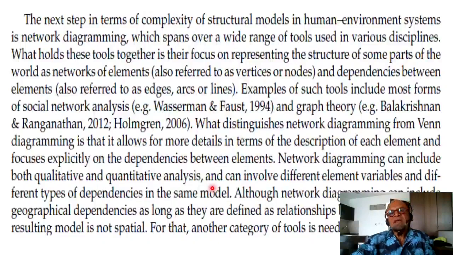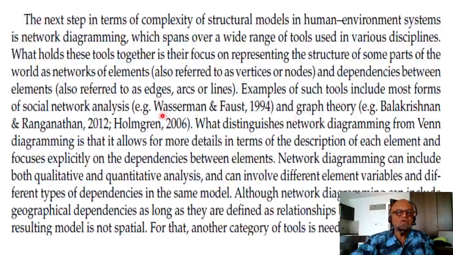The next step in terms of complexity of structural models in human environment systems is network diagramming, which spans over a wide range of tools used in various disciplines. What holds these tools together is their focus on representing the structure of some parts of the world as networks of elements, also referred to as vertices or nodes. So then you can see how many nodes there are, how many vertices come out of these nodes, and how different nodes are connected directly or indirectly. So we'll look at a figure in a minute. And dependencies between the elements are referred to as edges, arcs, or lines.